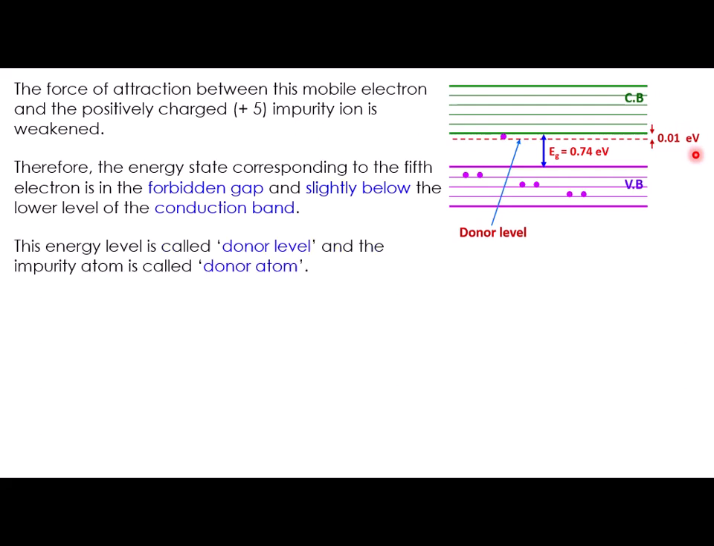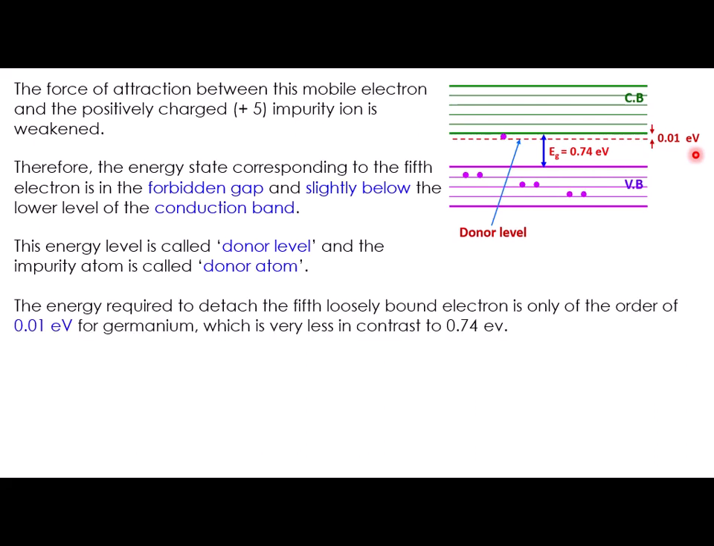This energy level is called the donor energy level or donor level, and the impurity atom is called a donor atom because it is freely giving one free electron for the purpose of conduction. That's why it is called a donor atom. Now this energy level is very small, equal to 0.01 electron volt for germanium, which is very much less in contrast to 0.74 electron volt. This 0.74 electron volt is the band gap energy for germanium, and this 0.01 electron volt is very much less than that.